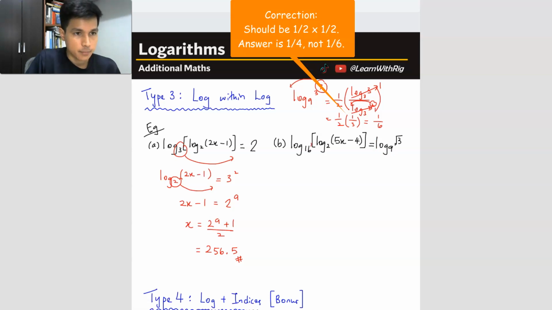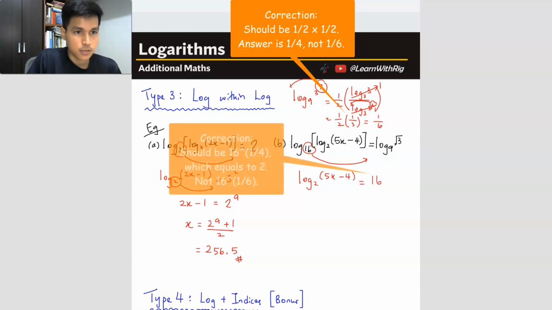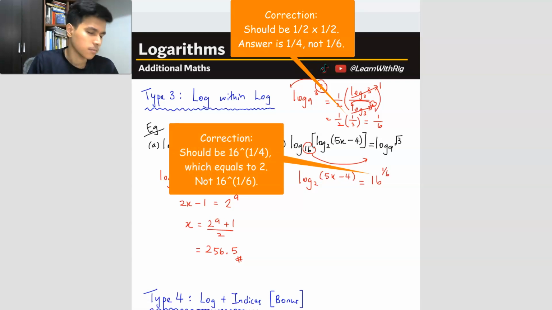So now I can bring the 16 across. So I get log base 2 of 5x minus 4 equals to 16 power 1 over 6. 16 power 1 over 6 means the sixth root of 16. Okay, that means like this.